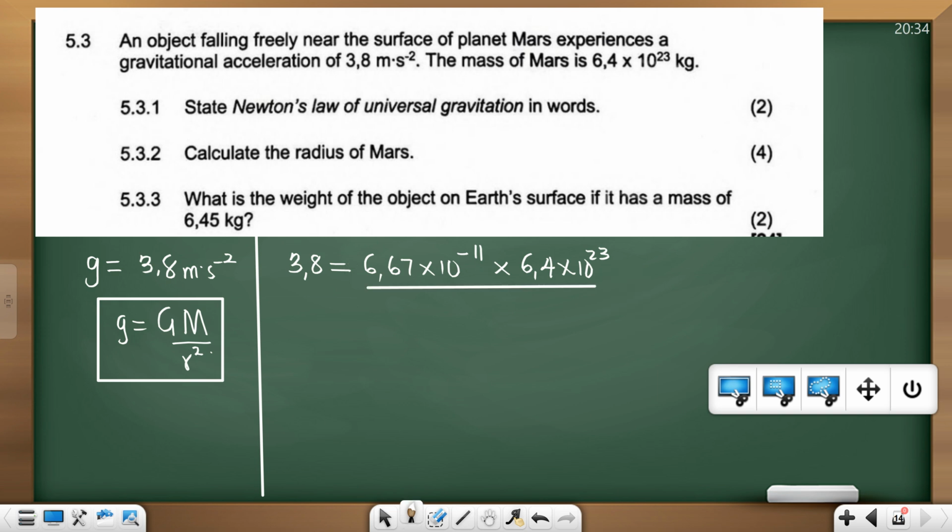So, does that gravity constant that we get on the formula page also apply to Mars? Yes. That G is constant. Okay, thank you, sir. Okay. Now, if you cross multiply and divide, you're going to have 6,67 times 6,4 times 10 to the power 23 over what? 3,8. And then you find the square root. Can somebody please give me an answer?